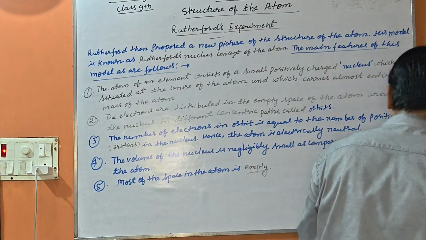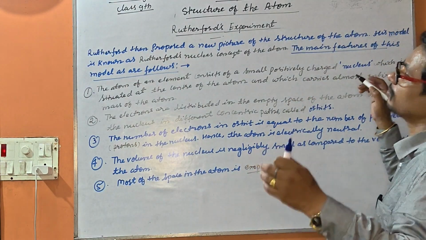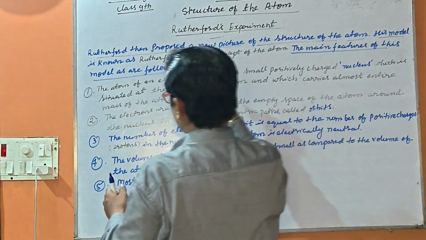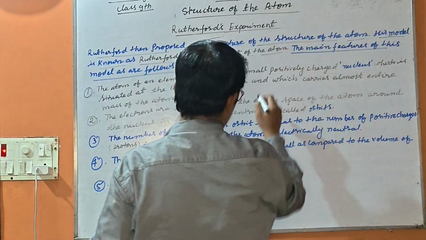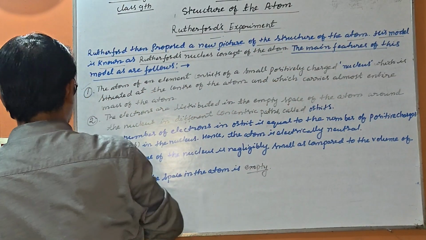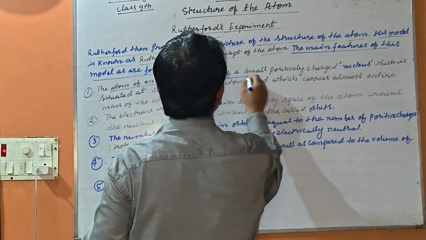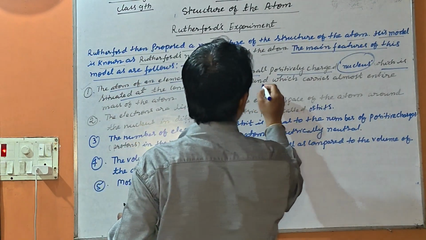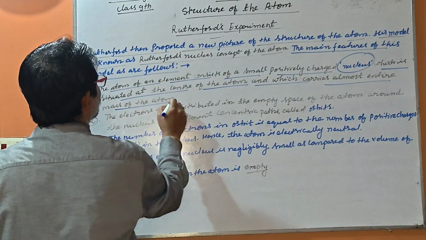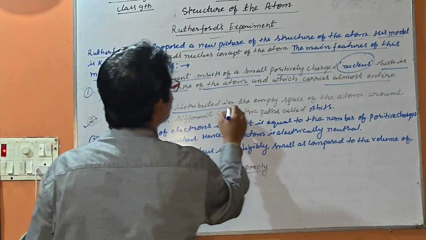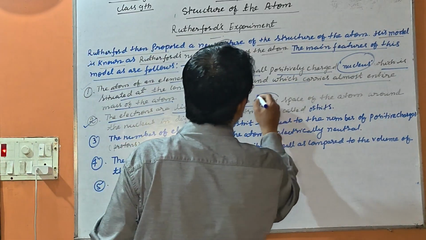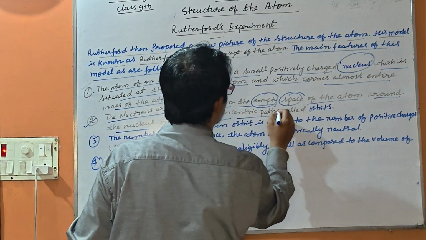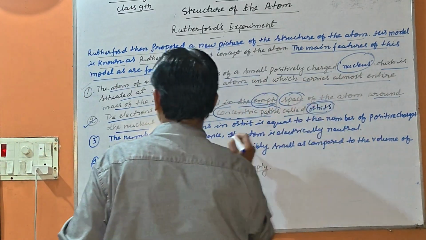Okay, so let us understand these things in a clear way. Rutherford then proposed a new picture of the structure of the atom. This model is known as the Rutherford nuclear concept of the atom. The main features: the atom of an element consists of a small positively charged nucleus, situated at the center of the atom, which carries almost the entire mass of the atom. Second, the electrons are distributed in the empty space of the atom around the nucleus in different concentric paths called orbits.